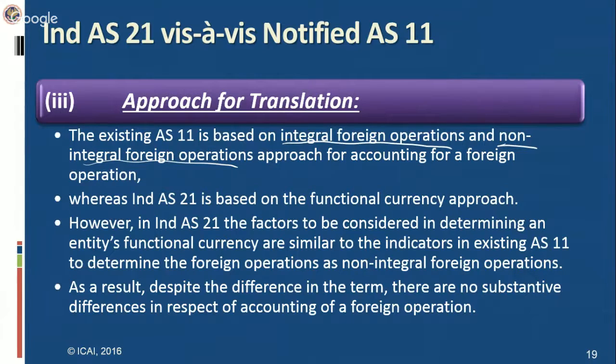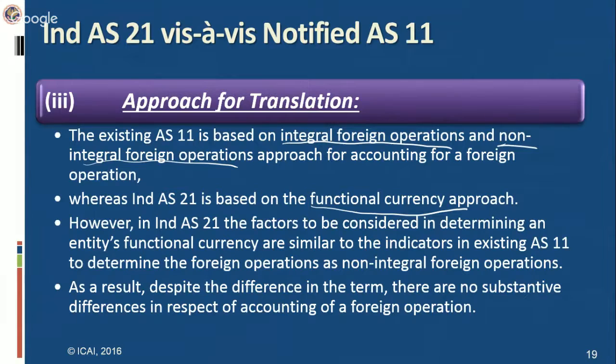Now under proposed Ind AS 21, under notified Ind AS 21, the approach for translation is basically functional currency approach. It's not as per integral foreign operation or non-integral foreign operation. It is based on functional currency approach. So now what is functional currency approach? We will discuss it also. Functional currency is the currency of the primary economic environment in which the entity operates. The primary economic environment in which entity operates is normally the one in which it primarily generates and expends cash.